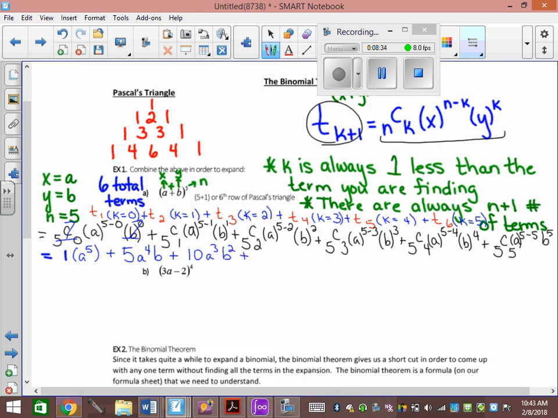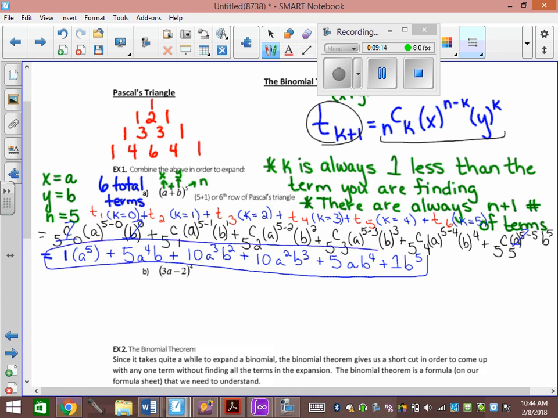Now 5 choose 3 is actually 10, and I know that right away. Why? Right, 2 plus 3. So 5 choose 2 is the same as 5 choose 3 because of the difference between them, remember that rule I told you? So they're going to be the same. 10, A to the 2, B to the 3, plus, now 5 choose 4 is the same as 5 choose 1. So 5, A, B to the 4. And then 5 choose 5 is the same as 5 choose 0. So 1. This cancels to a 1. B to the 5. And you're done.